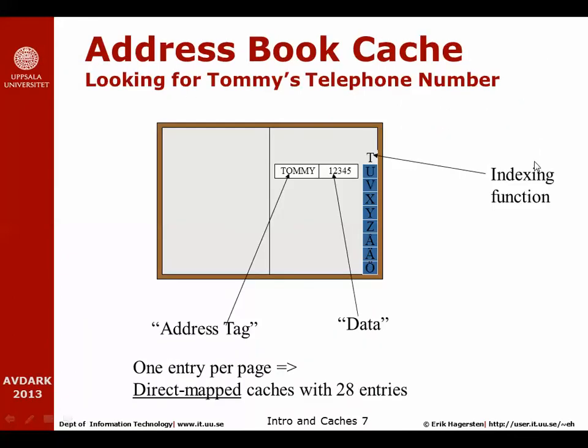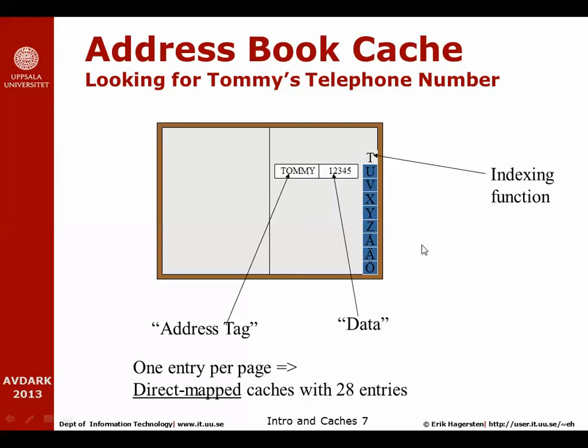So that telephone book had two features. One feature was an indexing function that quickly let us reach the right page of that book. And the other feature was the data field, where we wrote down the name of the person we wanted to call as well as the telephone number. So the telephone number here corresponds to the data in the cache, and the name of the person is the identifier of that piece of data.